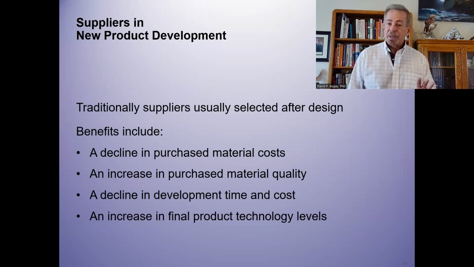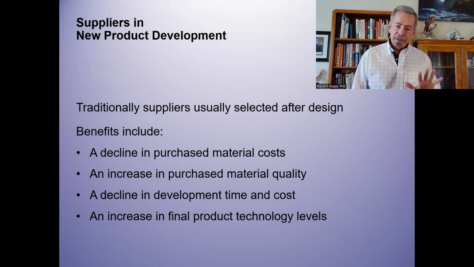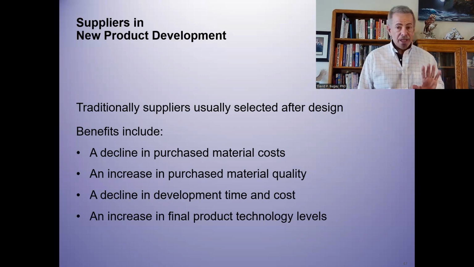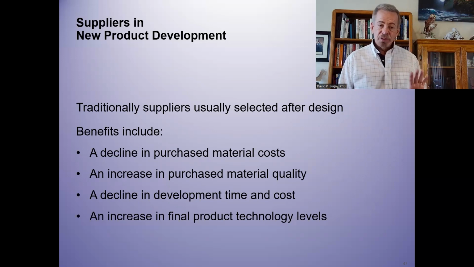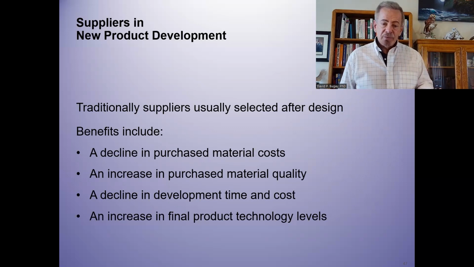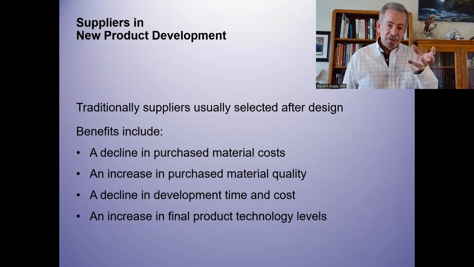So when we talk about the aspect of the inkjet printer, we want to look at that as almost a brand new market. So how do you go about doing that? A lot of times the suppliers are usually selected after the design. You have a design, you're all ready to rock and roll with it. So then you choose your suppliers. Traditionally, there's a decline in purchase material costs. You also have an increase in the purchase material quality and the decline in development time and cost because it's already developed. But there's an increase in the final product technology levels because now you're picking up some of the other things the manufacturer can deliver. So you have all that integrated right there.